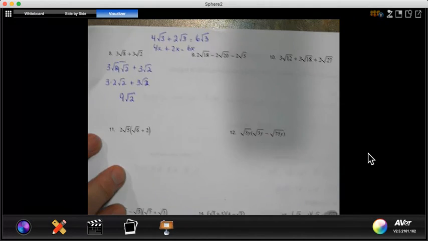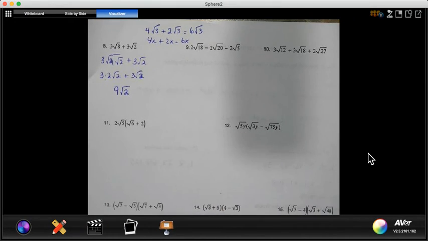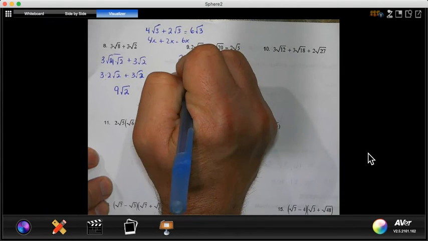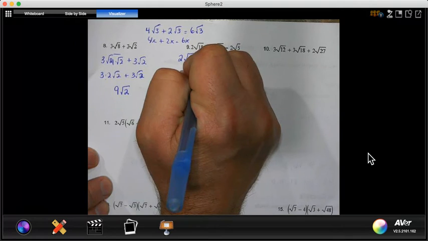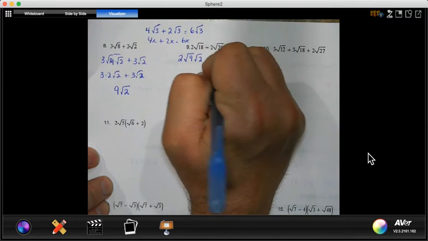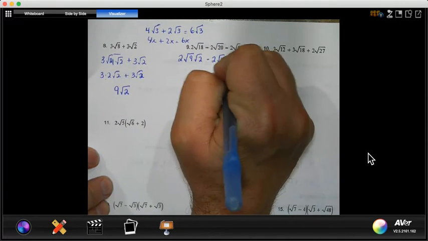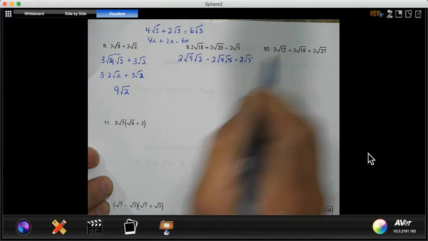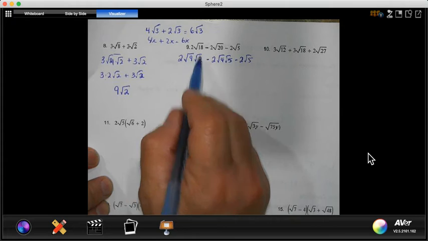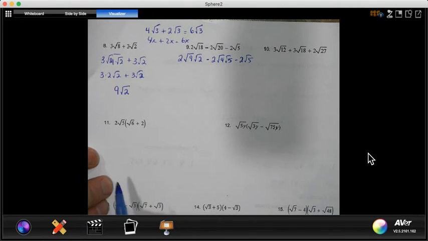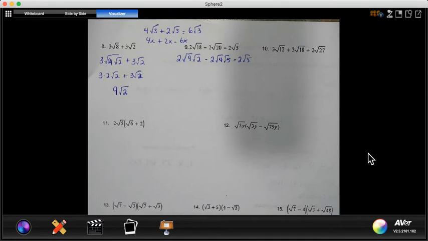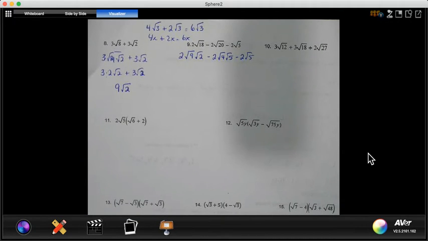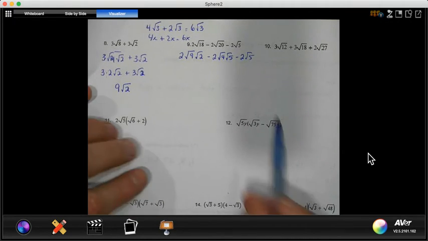Let's try another one. So I'm going to simplify everything into lowest terms. This is 2 root 9 root 2 minus 2 root 4 root 5 minus 2 root 5. Because 4 times 5 is 20, 9 times 2 is 18. You've got to be good at mental math in order to do these. If not, then you're stuck doing a lot of calculator work, which is fine. It just takes you a lot longer. Okay? So let's do some mental math.